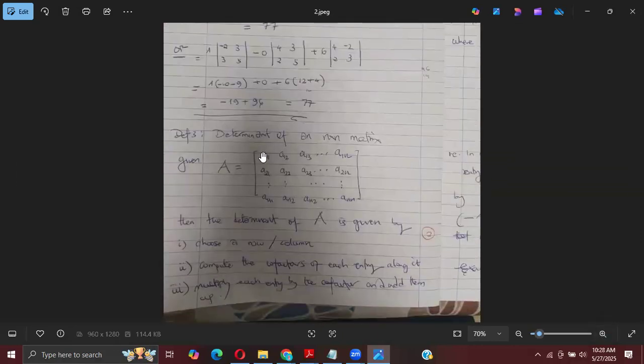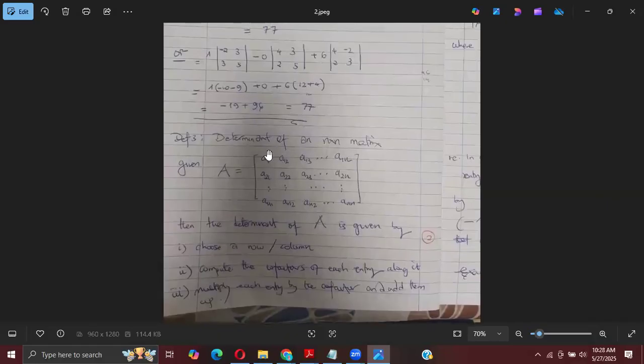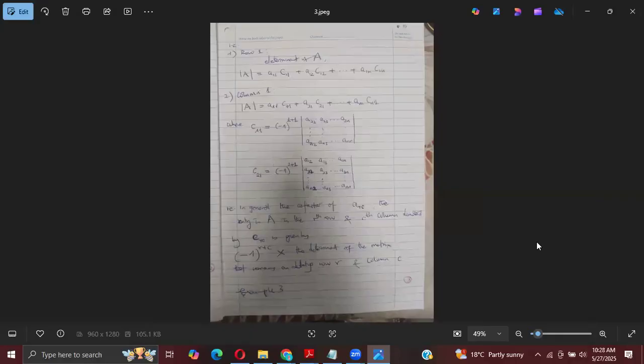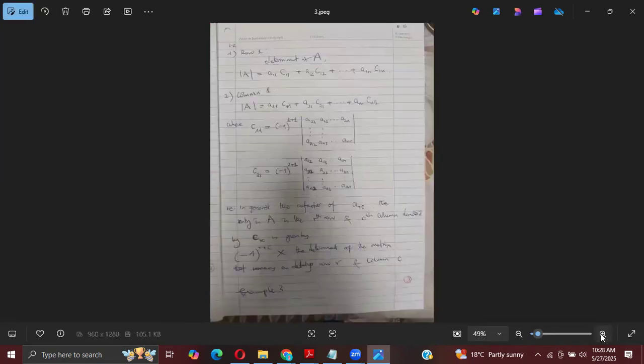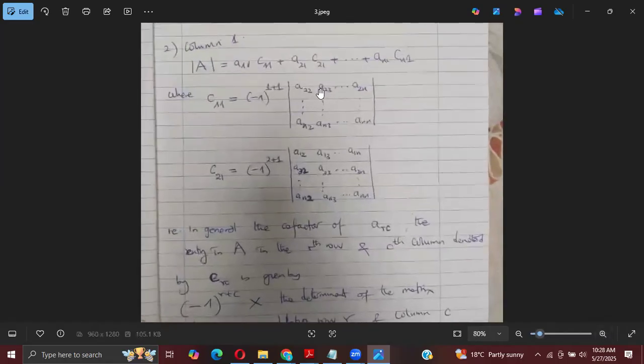So the cofactor of this entry, A11, is going to be the sign, which is minus 1 raised to power 1 plus 1 times the determinant of the matrix you get by deleting this row and this column. And that's what I wrote in the other page. Oh, yeah, here it is. Perfect. So this is it. When you delete the first row, first column, if you delete this row, this column, you remain with this matrix, which is A22, A23, all the way up to A2n, and all the way like that.